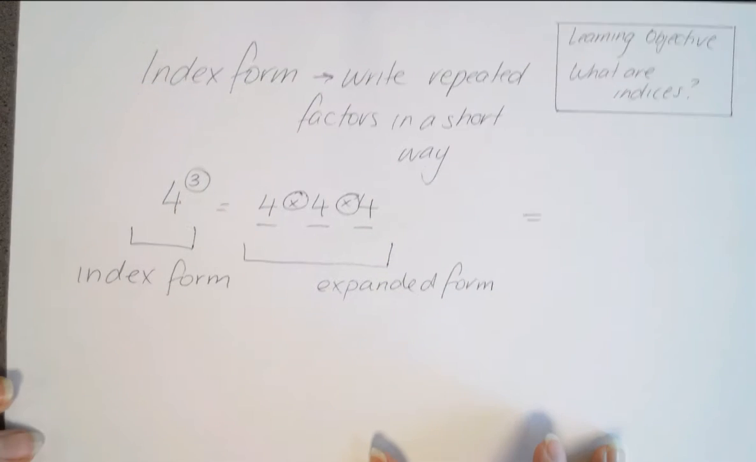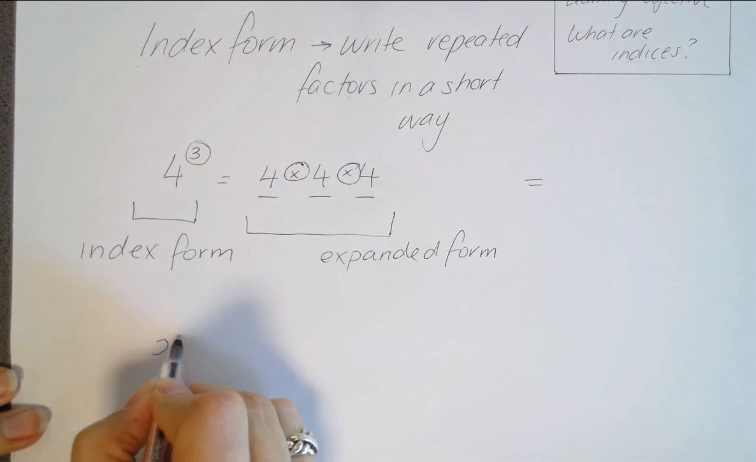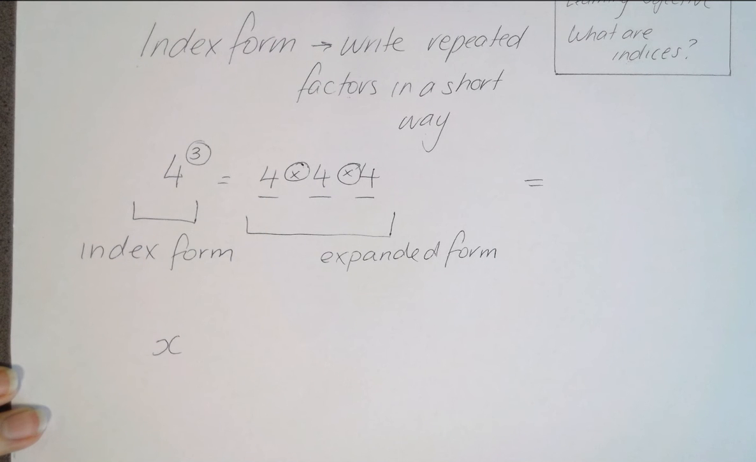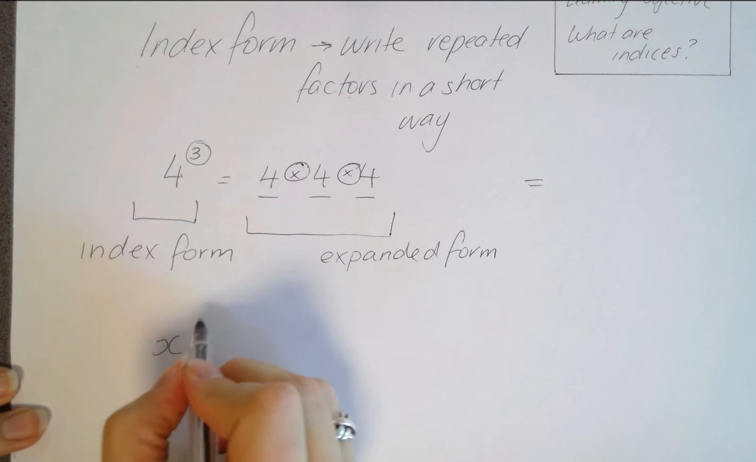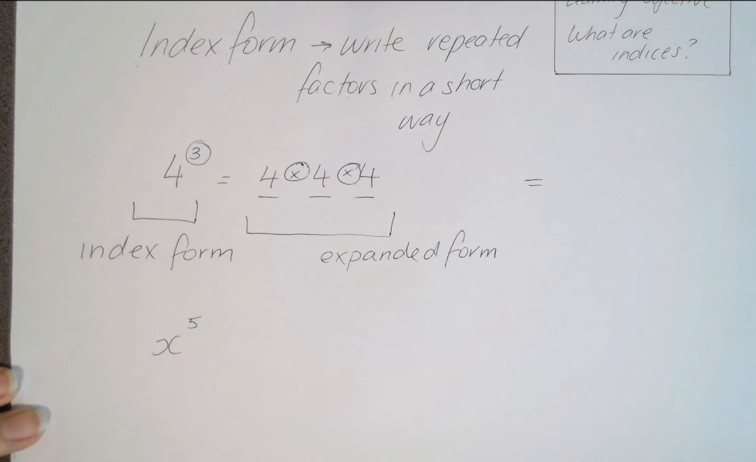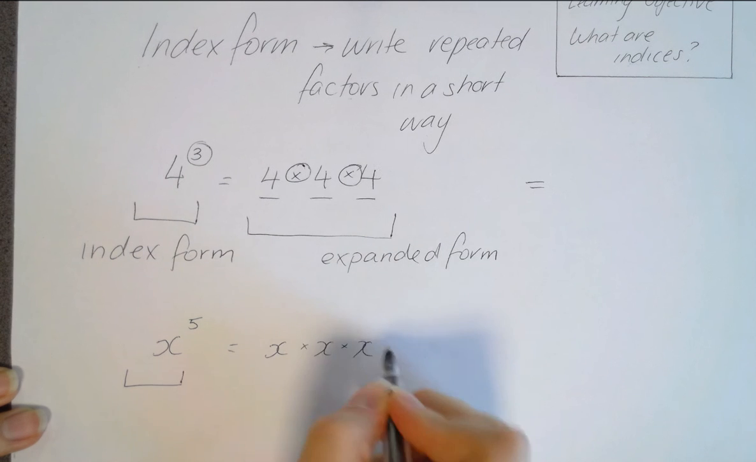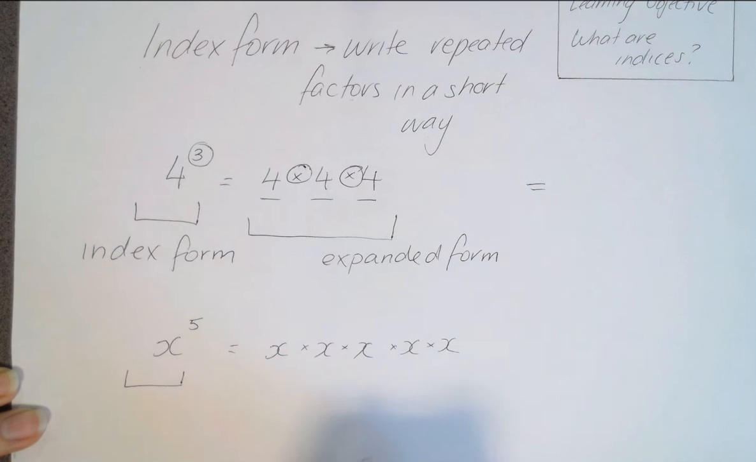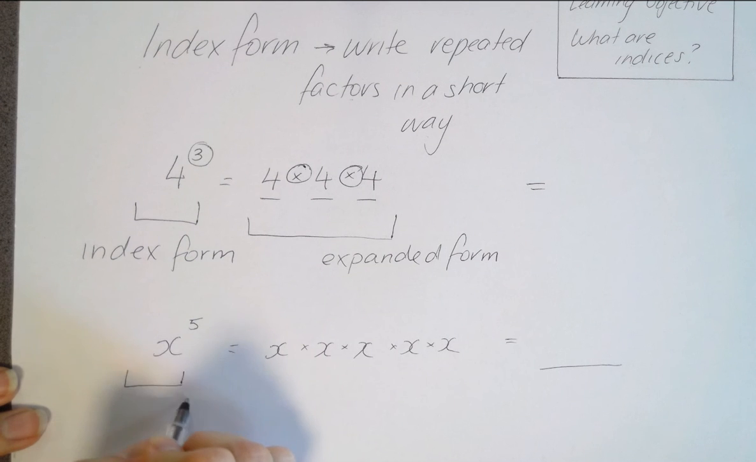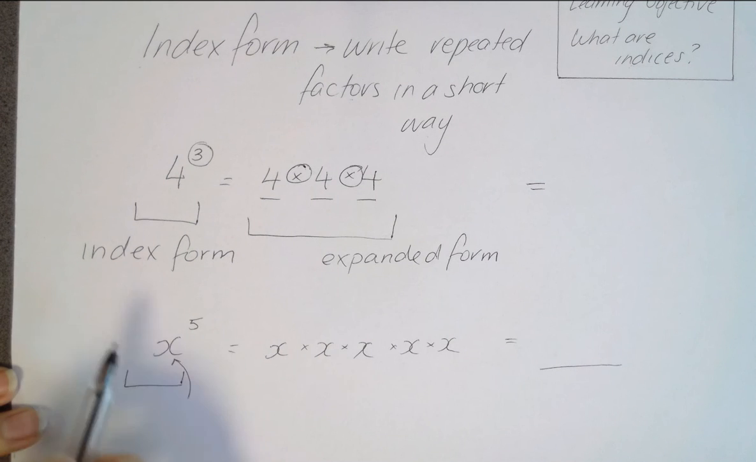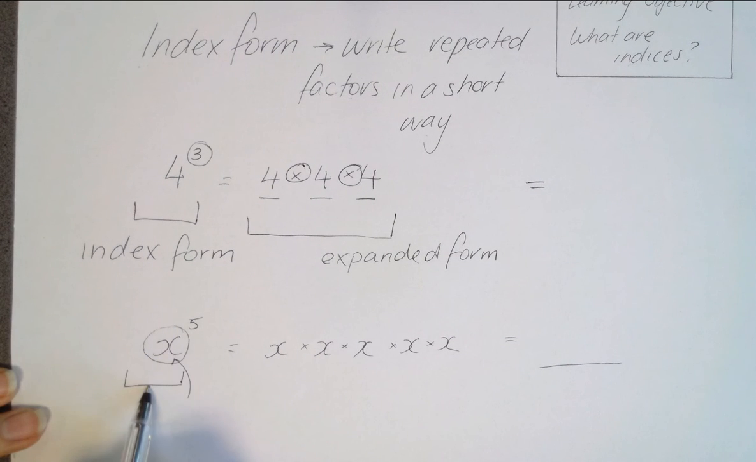Now the trick becomes, if we are using, say, an algebraic term, if we are using an x, for example, we can have it to the power of 5. Now we can still write it in index form, or we can write it in expanded form. We'd have to say x times x times x times x times x. But we can't actually calculate it out on our calculator because we don't know what this x actually is. So if we're using an algebraic term, it can only be done in index form and expanded form, not an actual number if we calculated that out.